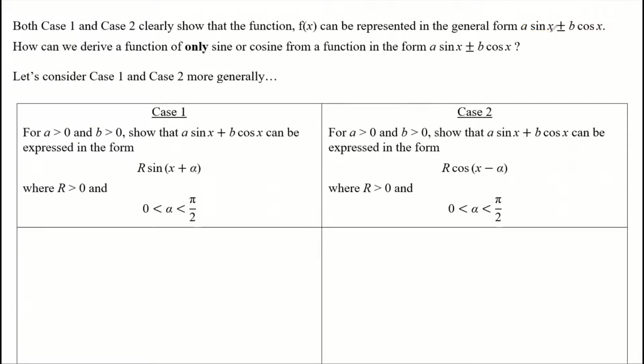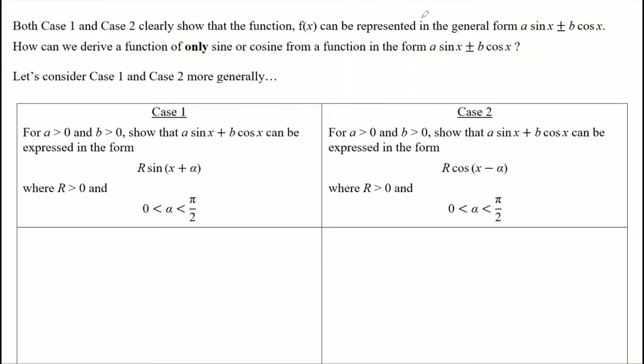Okay, oops, let's get the highlighter going. Now notice there's plus or minus there. Well, you'll see why later on. Okay, you'll notice that there are 2 variations. But how can we derive a function of only, so that's in bold, only sine or cosine from this function of this form? So in other words, how can we reverse the process? Right, well, there are 2 cases for this. We're going to look at case 1. So this is the sine version, and then we'll move on to the cosine version shortly.